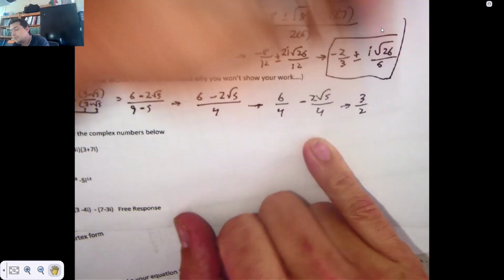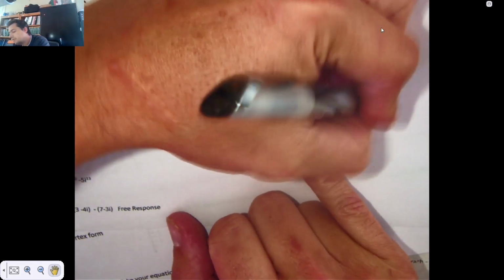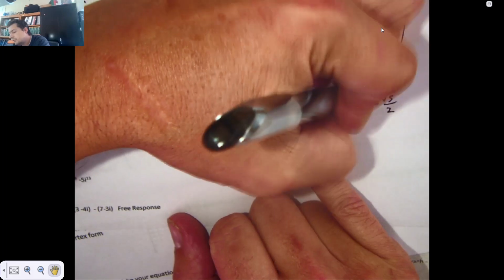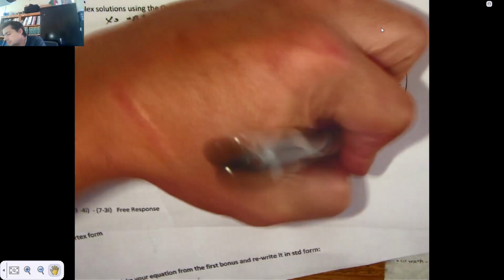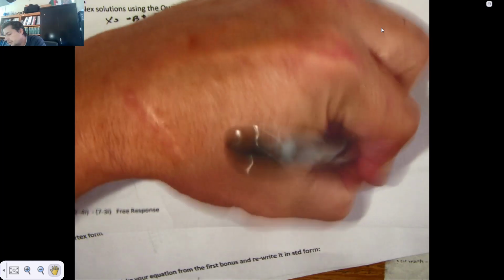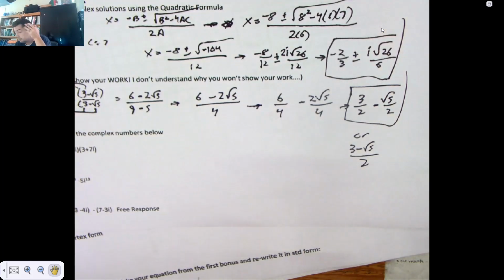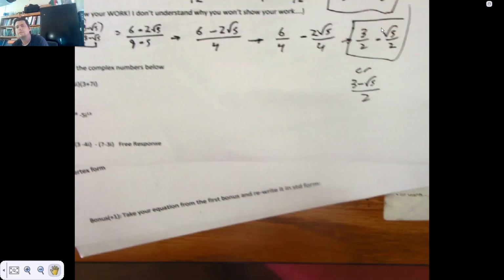That's got another reduction coming. 6 over 4 is 3/2. 2 over 4 is a half, so minus root 5 over 2. Which you could just write as 3 minus root 5 over 2. You could have. And you will very likely see things like that. That's actually pretty common with radicals to leave them like that.